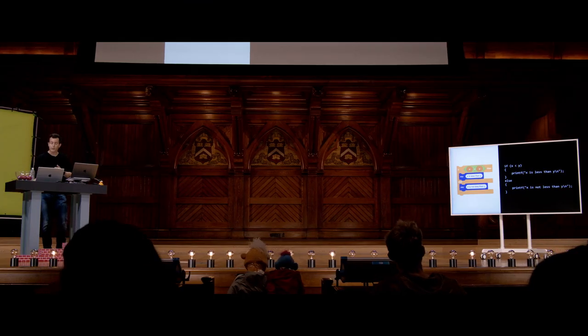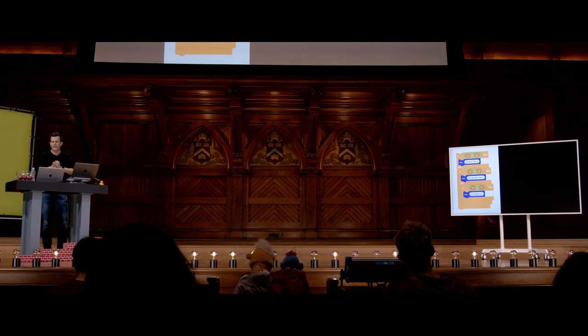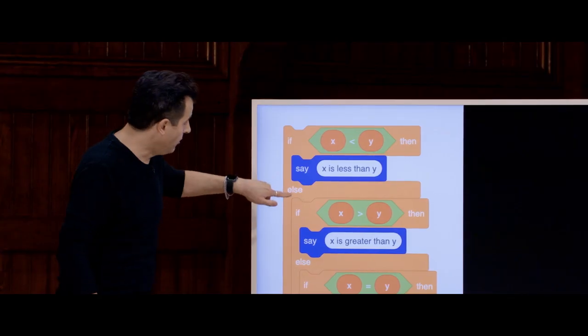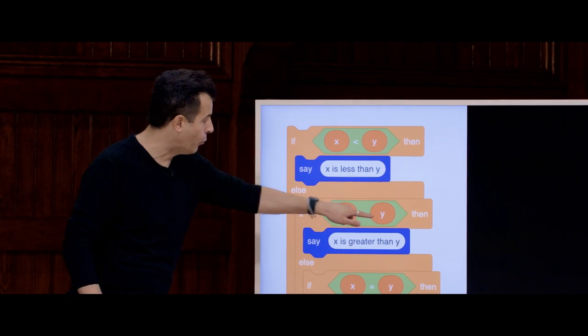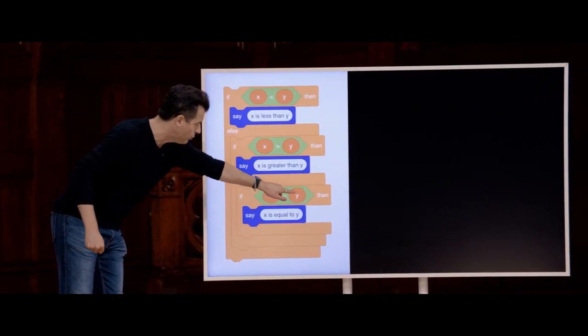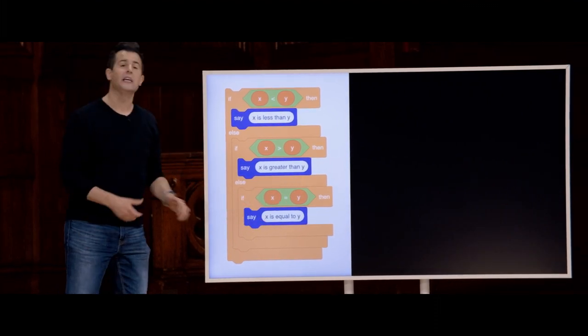All right, what if there's a three-way fork in the road? In Scratch, this actually gets a little unwieldy graphically, if you will. But notice that in Scratch, this is how we could express if x is less than y, say x is less than y. Else if x is greater than y, say x is greater than y. Else if x equals y, then say x is equal to y.